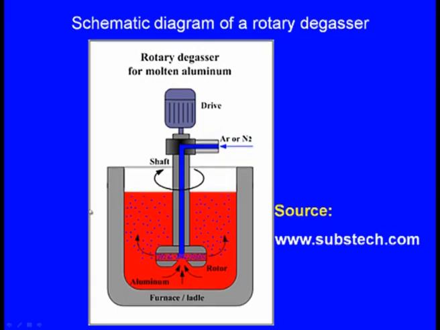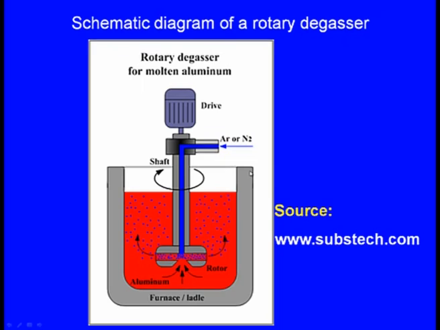Means what we are doing is, here we can see, this is the melt and this is the shaft and it will be rotating, and here we can see there is a rotor and this is the liquid aluminium. Now we will be passing argon or nitrogen. Both these argon and nitrogen are chemically inactive with the molten aluminium. Now this will be passing through the rotor, and through the rotor they will be released as the shaft is rotating, forming tiny bubbles.